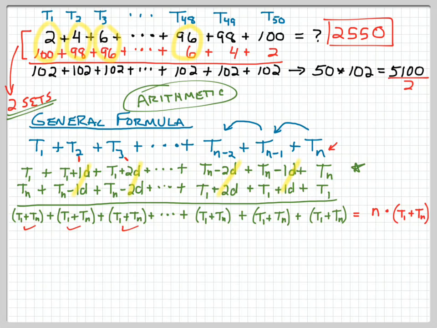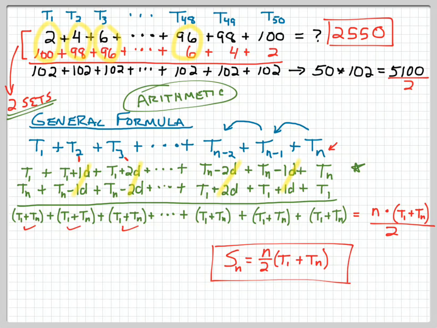But remember that we had two sets of the series. So we have to divide this thing by 2. And that gives us this nice general formula that we can use, which we call S of n for the summation of all the values up to n. So this S of n is equal to n over 2 times t of 1 plus t of n. And that is a good general formula that you can use for arithmetic series.